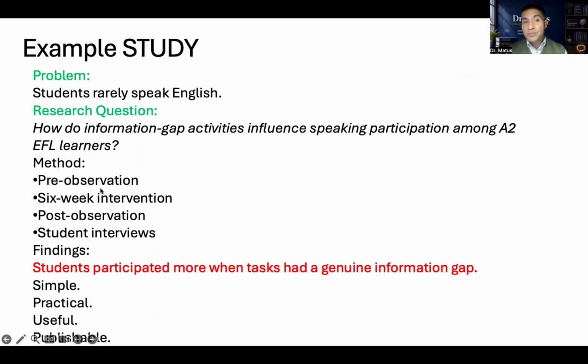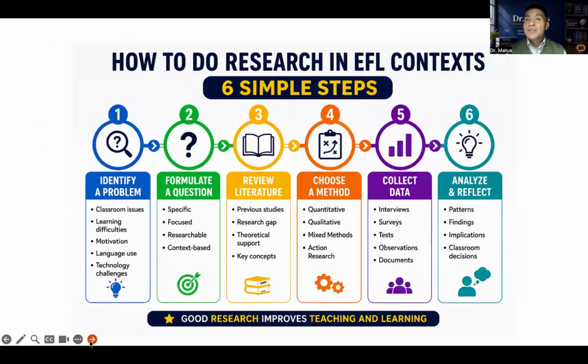The method: pre-observation, six-week intervention, post-observation, student interviews, and the findings. For example, students participated more when tasks had a genuine information gap. It's simple, it's practical, it's useful, and it's researchable and publishable. So remember, this is a summary of the simple steps to start carrying out and implementing your research studies.